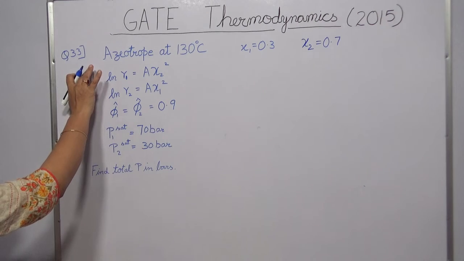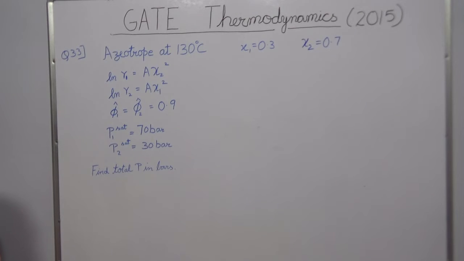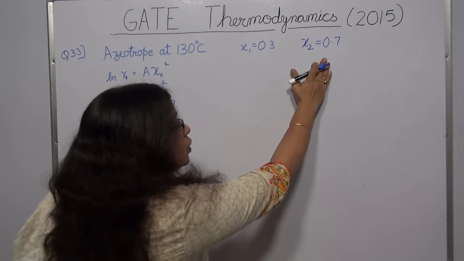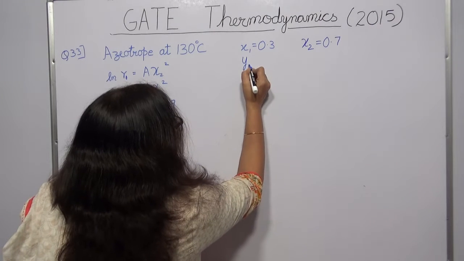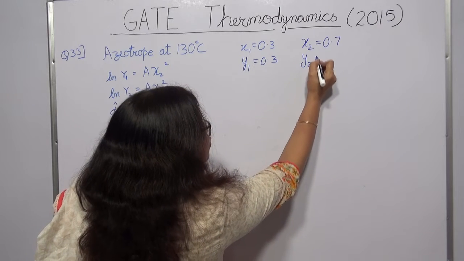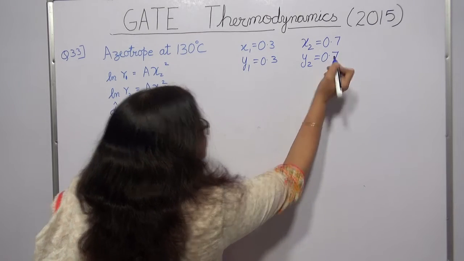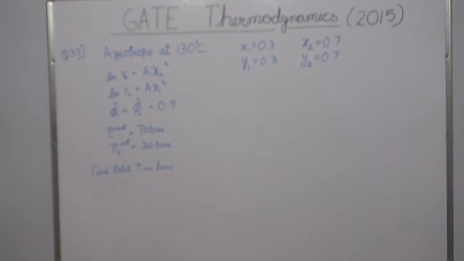Since it is forming an azeotrope, this is a constant boiling mixture. What do you mean by that? It means that when you heat the liquid which has this composition, then it will form a vapor phase which will have the same composition. So then what it means is that it will have y1 equal to 0.3 and y2 will be equal to 0.7. Okay, so liquid phase and vapor phase, they will have same compositions.